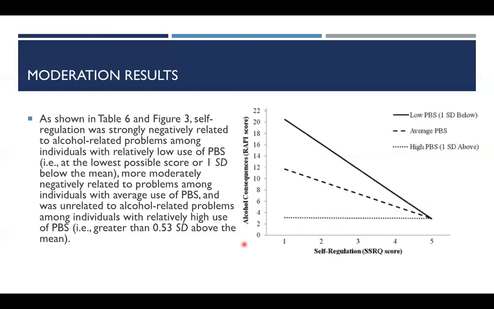So in this case, it's not that your PBS is explaining why self-regulation is helpful. This is actually saying that your self-regulation can make up for the lack of protective behavioral strategies. So that's a good example of how mediation and moderation can use the same variables and answer slightly different questions.